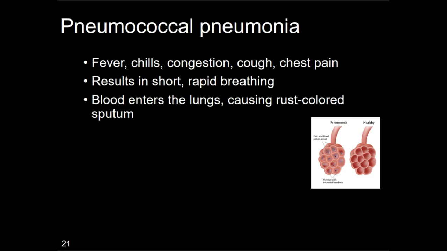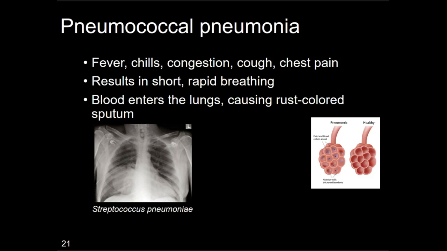In pneumococcal pneumonia, the symptoms are accompanied by pretty severe symptoms, including fever, chills, congestion, cough, and chest pain. This congestion, cough, and chest pain is due to the presence of microbes in the alveoli. This results in short, rapid breathing as the lung is not able to fill up completely with air. Blood enters into the lungs, causing rust-colored sputum. Remember that these alveoli are tightly surrounded by blood vessels so that you can get nice exchange of oxygen at that air-blood interface.